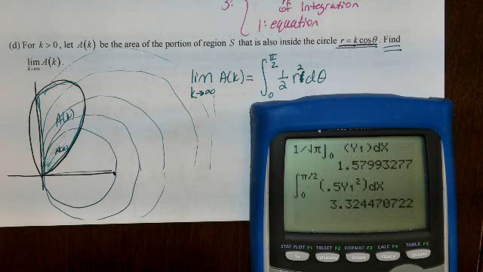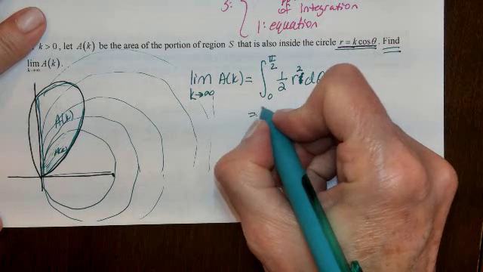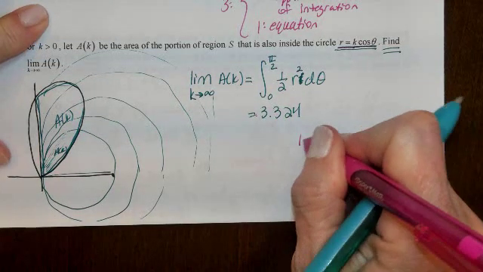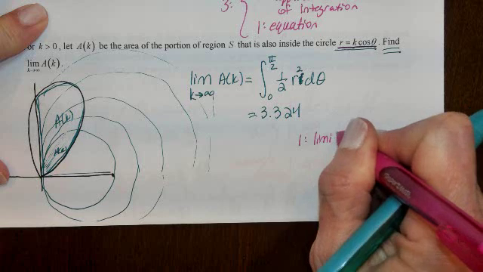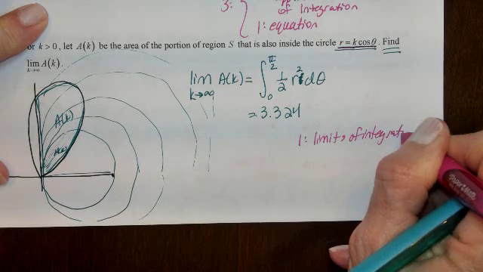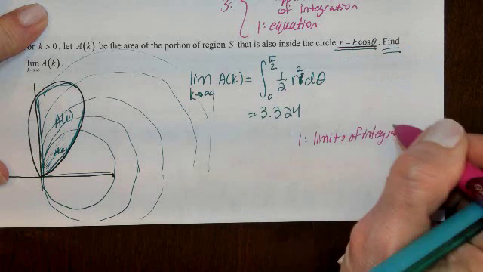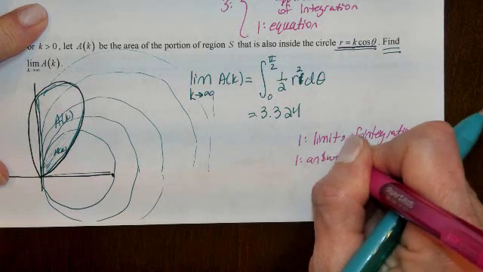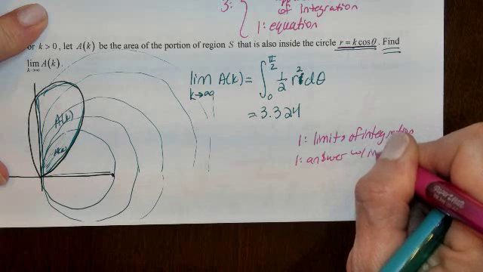So 3.324. This was worth 2 points. 1 point for the limits of integration, especially that pi over 2, and then 1 point for the answer with the integral.